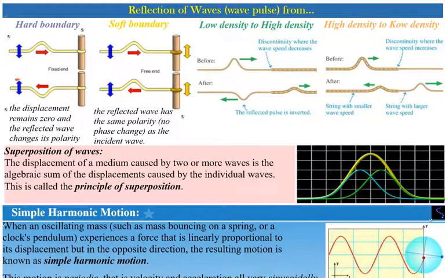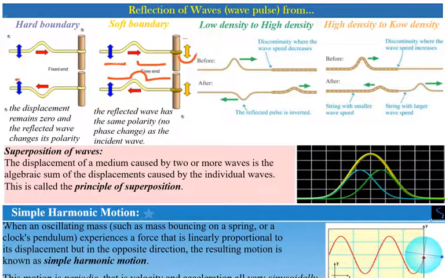And if the boundary is soft, that means it can move up and down when the wave reaches the pole. So that means this part is not attached and can move up and down. Then if the wave was traveling this way, it's reflected still in the same phase.